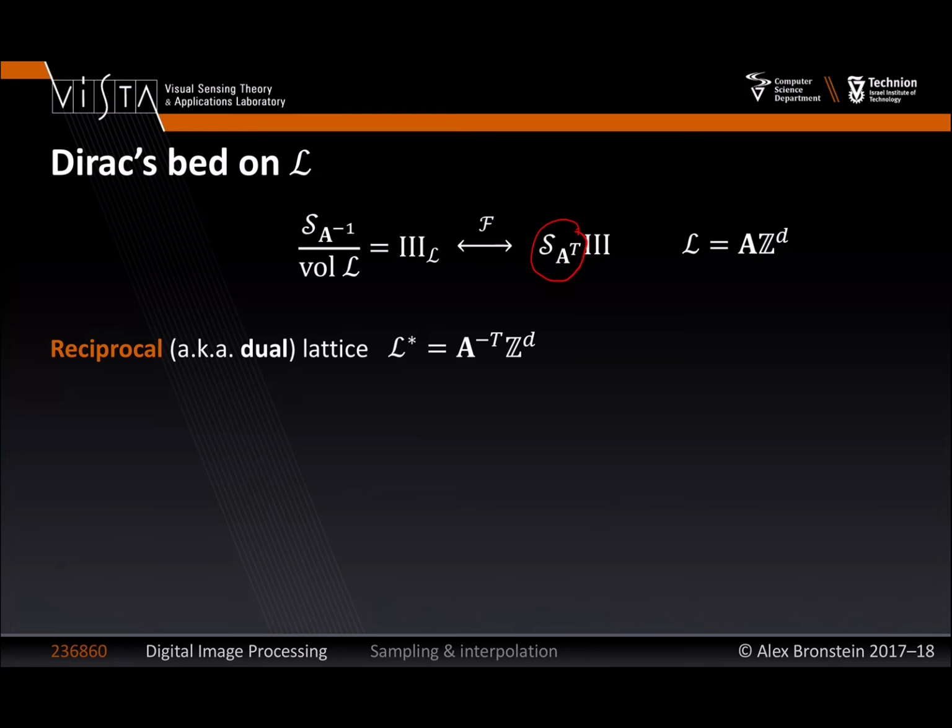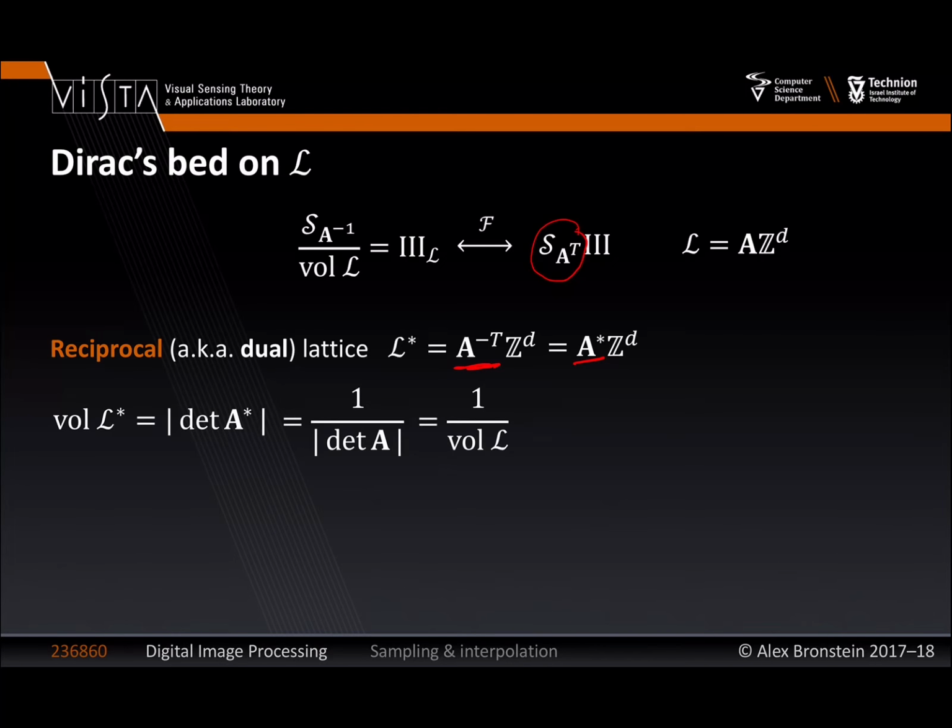Now I would like to define what is called the reciprocal or the dual lattice that I will denote by L, guess what, star, which will be A inverse transpose times ZD, or A star times ZD. So A star is again a shortcut for A minus T, A inverse transpose. Okay, so this is the reciprocal lattice. What is the volume of the reciprocal lattice? It is defined as the volume of the structural element. Obviously, it's the determinant of A star, and the transpose doesn't change the determinant, but the inverse does, right? So it's 1 over the determinant of A, which is the inverse of the volume of L. Okay, so at least the volume of these two lattices has a reciprocal relation, right? So one is the reciprocal of the other.